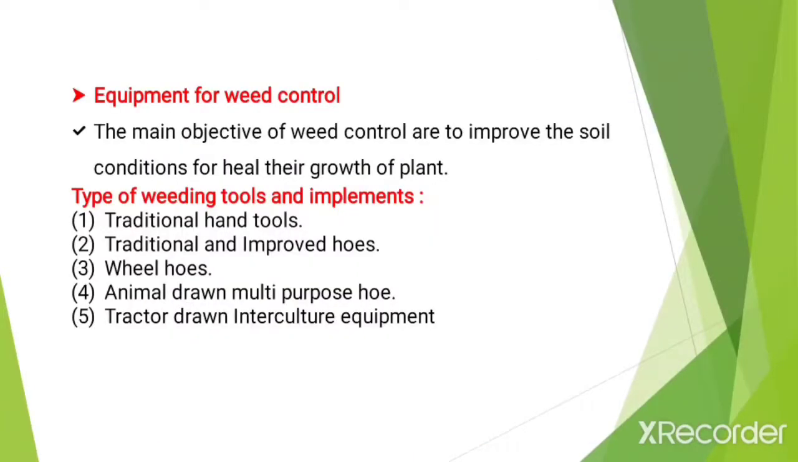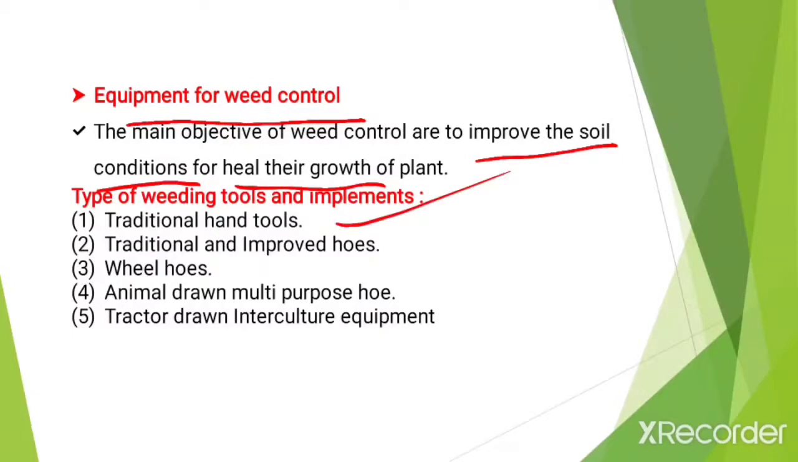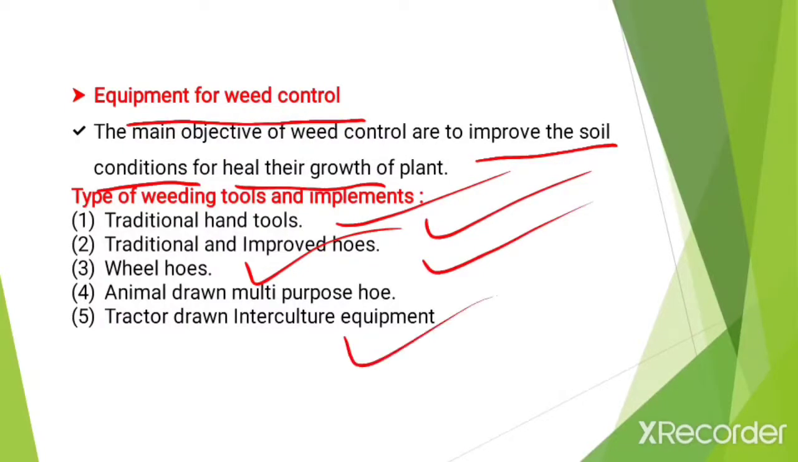Now, next point, there are different equipments used for weed control. What is the main objective of weed control? It is to improve the soil conditions for healthier growth of the plant. Now there are different types of weeding implements or tools. First, traditional hand tools, then traditional and improved hoes, wheel hoes, then animal drawn multi-purpose hoes, then tractor drawn intercultural equipments, etc.